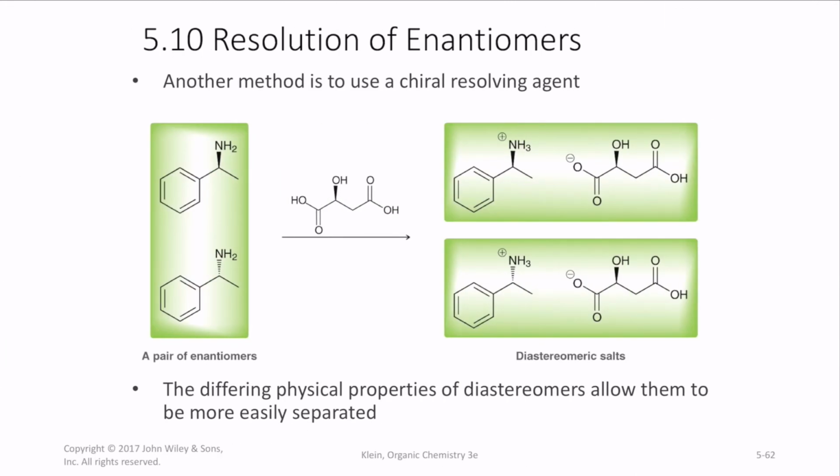Another method that is used is what we call a chiral resolving agent. A chiral resolving agent is a molecule that can resolve the compound based on its chirality. The different physical properties of these diastereomers allow them to be separated more easily when you attach them to a chiral resolving agent. So this is the idea here.